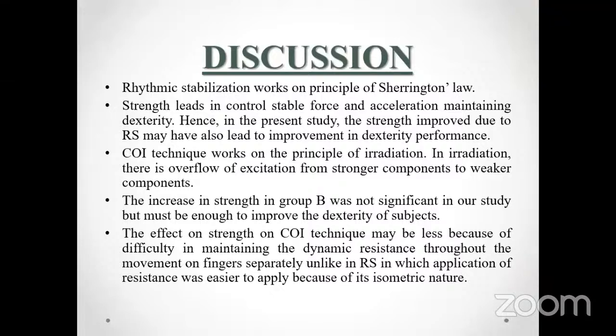So why did this happen? The reason might be that rhythmic stabilization works on Sherrington's law, which states that if you give isometric exercises to the agonist, the antagonist will also get strengthened. There is a great correlation between strength and dexterity, so as grip strength and finger strength increased, dexterity also improved. In the second group, only dexterity improved. The reason might be that there was no statistical improvement in strength, but dexterity improved because the clinical strength of the population improved.